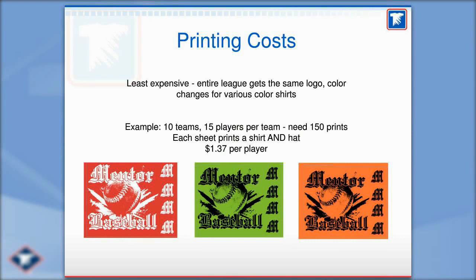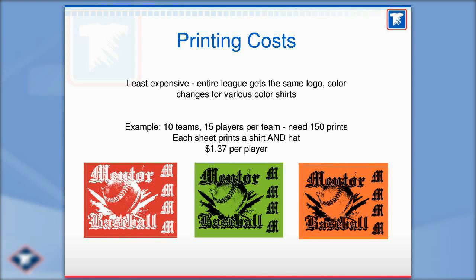So here's an example. We've got Mentor Baseball. They want this slick Gothic style text Mentor Baseball design on the front of the shirt, and then they want the letter M on the cap, the baseball hat. Because they want the same design on every shirt, they've got 10 teams. They've got 15 players per team. That's 150 total prints. We can do color changes so that some white ones will look good on some of the certain color jerseys. We could do black ink for the other color jerseys. If it really came down to it, you could almost do a different color for each team.